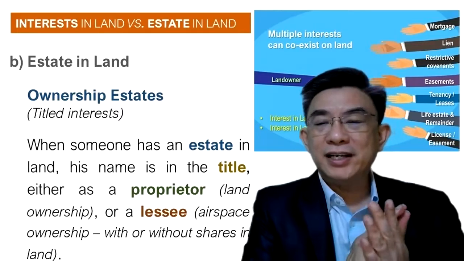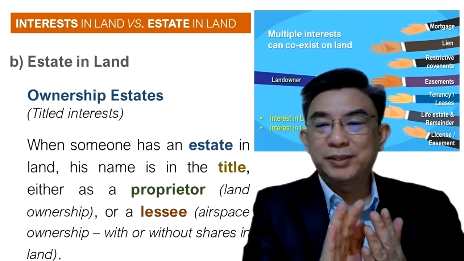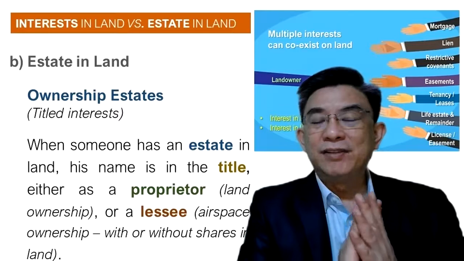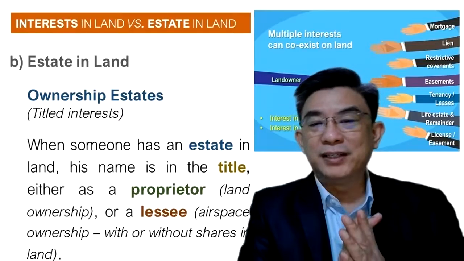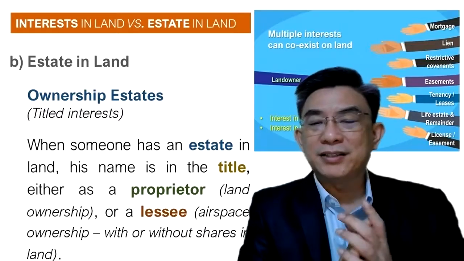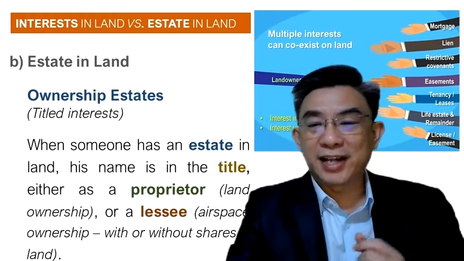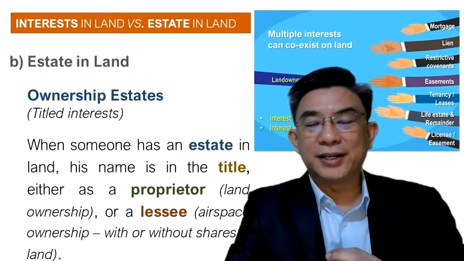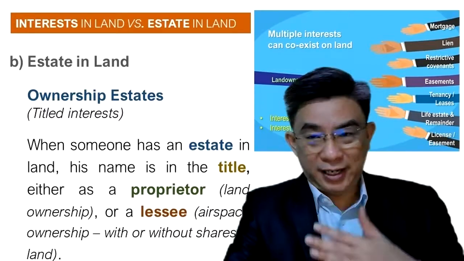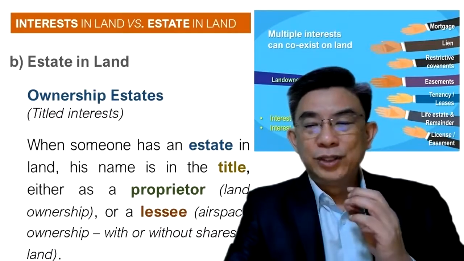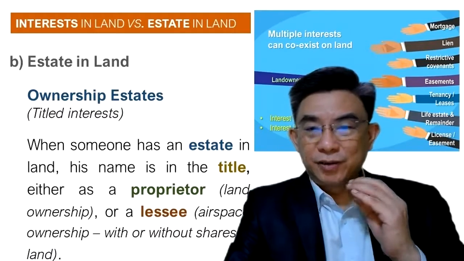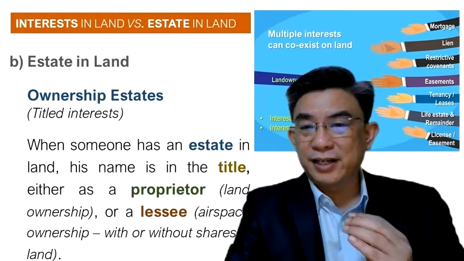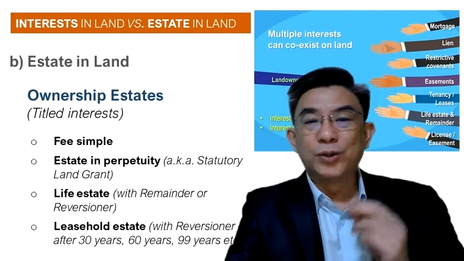Now, if this is not a strata titled property, then he will have no share in land. If this is a strata titled property, then he will own the airspace with some share in land. That will be another lecture altogether. But as it is now, I just need you to understand that if you have an estate, your name is in the title, you are considered a leasehold owner.